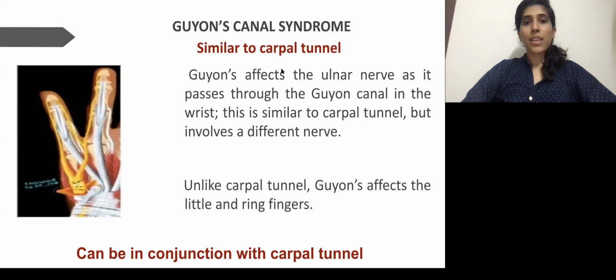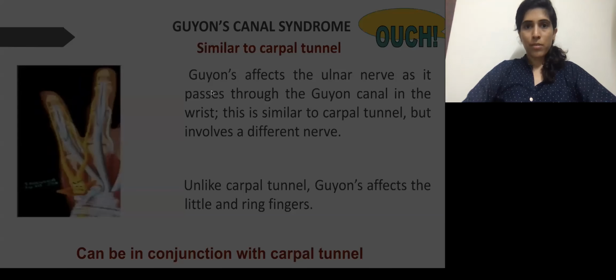Another syndrome is Guyon's canal syndrome. It is similar to carpal tunnel syndrome, but here the nerve involved is the ulnar nerve, and the main symptoms are produced in the little finger and the ring finger. So this is also an issue related to computer users. Here also, the person has tingling and numbness type of sensation, and it might radiate.